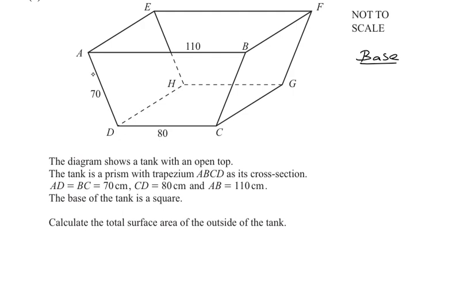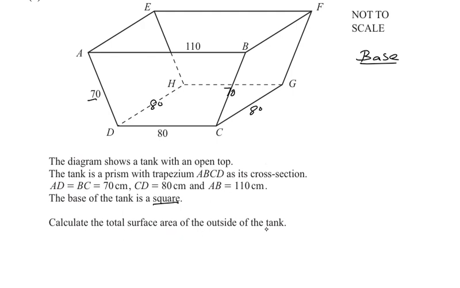The measurements are given: AD and BC are both equal to 70. If this one is 70, then this length is also 70. CD equals 80 centimeters and AB is 110 centimeters. There is one more thing: the base of the tank is a square. If CD is 80, then CG is also 80, DH is also 80, and HG will also be 80 centimeters.